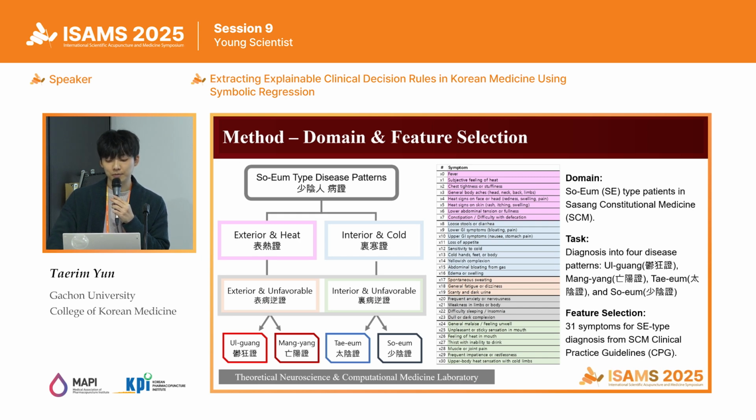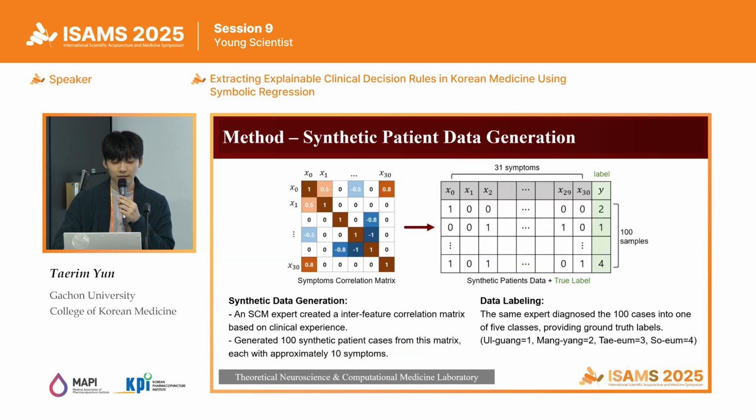Specifically, it will mimic the process of diagnosing 소음인 patients into 4 disease patterns, 울강, 망양, 태음, 소음. The 31 symptoms of 소음인 patients presented in the CPG were used as features for model training. We utilize a synthetic patient generation to make training data for the model. This is how we made it.